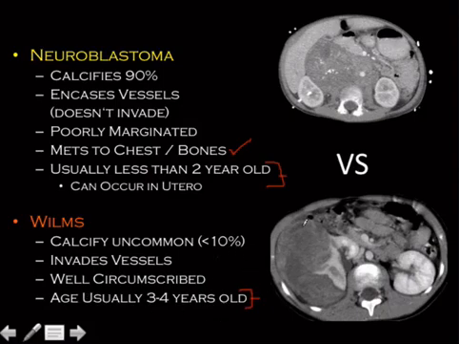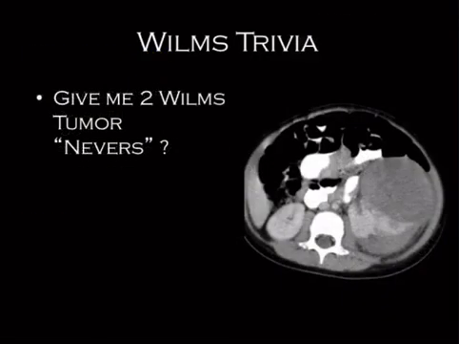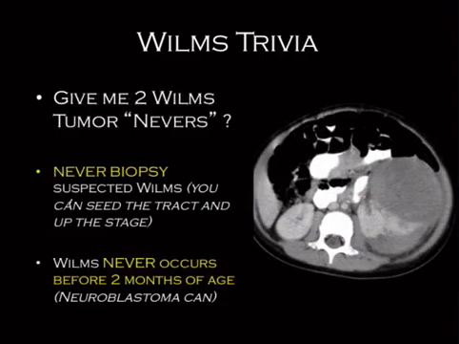They're more well circumscribed. Think about this sort of like an RCC, invades vessels, and calcification is much less common relative to a neuroblastoma. So I've got two nevers for Wilms. This is for the purpose of multiple choice. One of them I mentioned multiple times. So you can never see it before 2 months of age. Neuroblastomas you can, and you should never biopsy it. And that used to be the case. I think it still is. But the reason is if you biopsy it and it's a cancer, then you're going to seed the tract as you pull the needle back out.